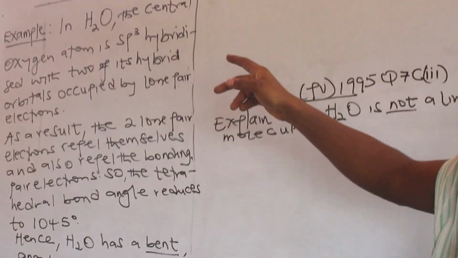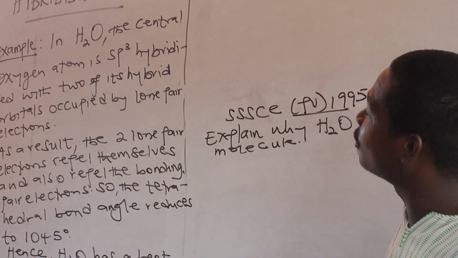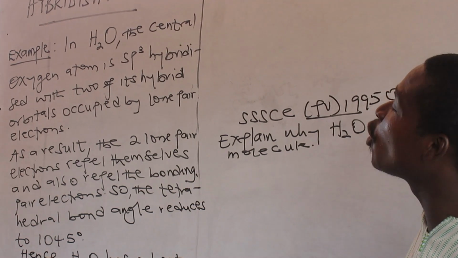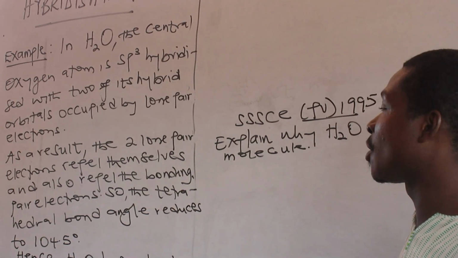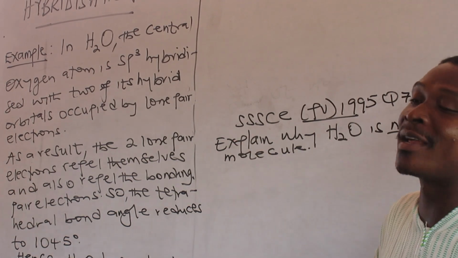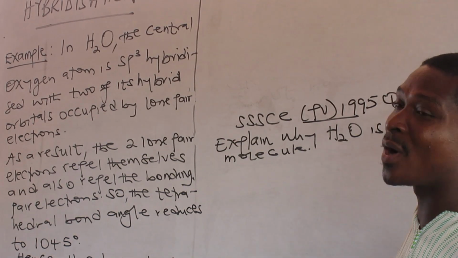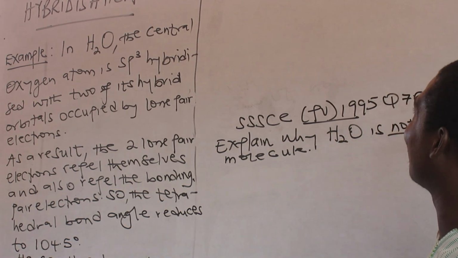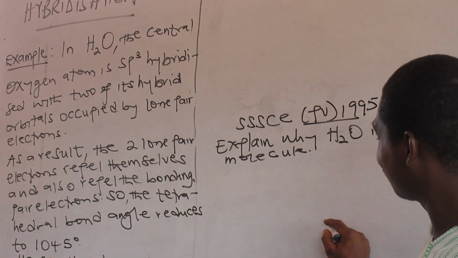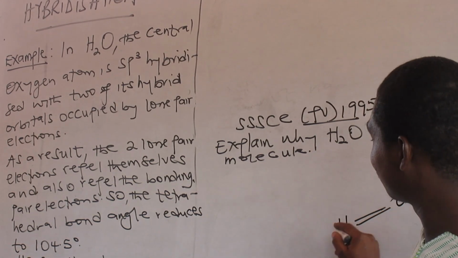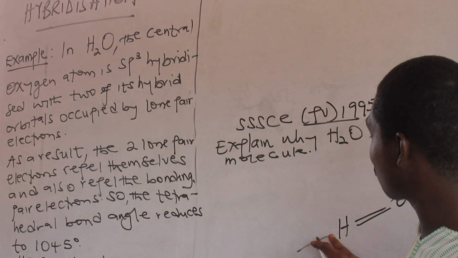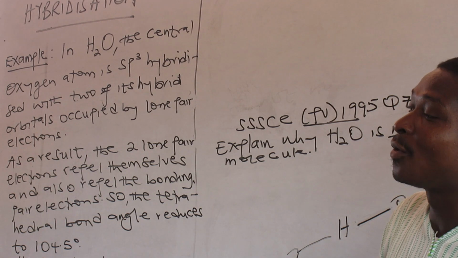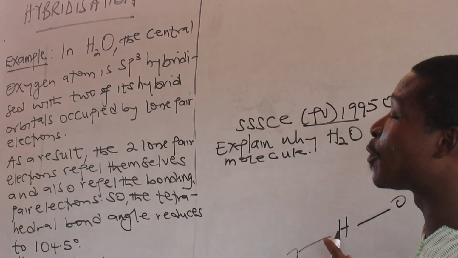In water, or H2O, the central oxygen atom is sp3, with two of its hybrid orbitals occupied by lone pair electrons. As a result, the two lone pairs repel themselves and also repel the bonding pairs, thereby closing the angle to 104.5 degrees. Because of that, water is not linear. Water appears to be linear if you just look at it like this, but water is not linear.